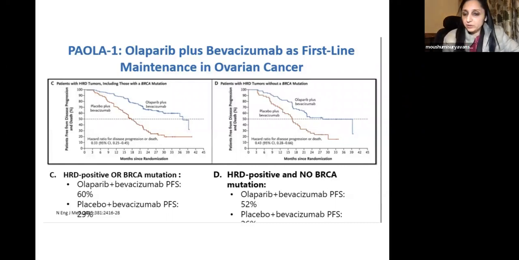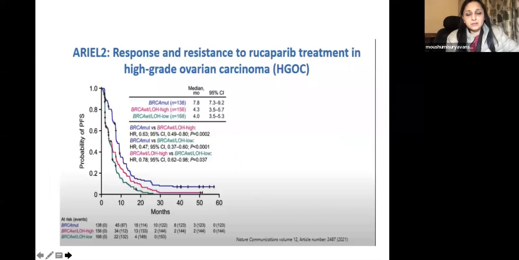So that is the importance of using this, and that's why this test has become very popular, especially for ovarian cancer. And I think we all are trying to start it, or we already are doing this test.